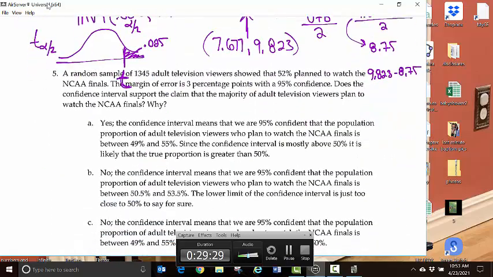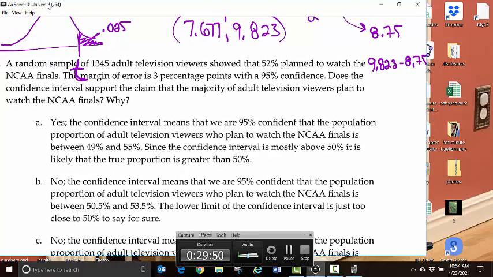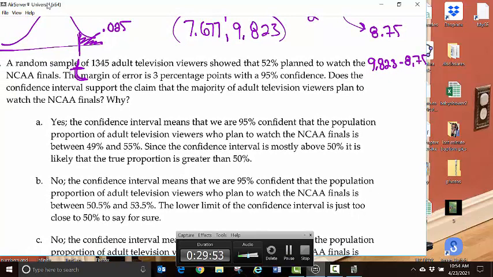All right, next one. A random sample of 1,345 adult television viewers showed that 52% planned to watch the NCAA finals. The margin of error is 3% with 95% confidence. Does this confidence interval support the claim that the majority of adults plan to watch? Okay, well, let's think about it. They got, out of a random sample, this 52%. Okay, so that's our middle.